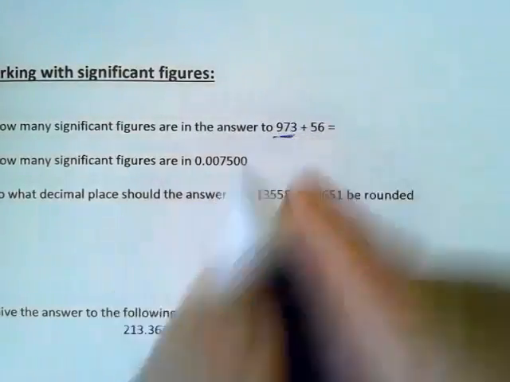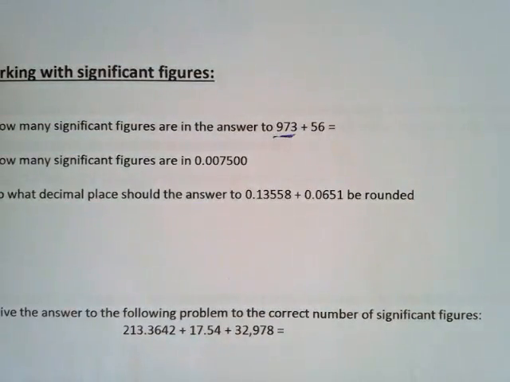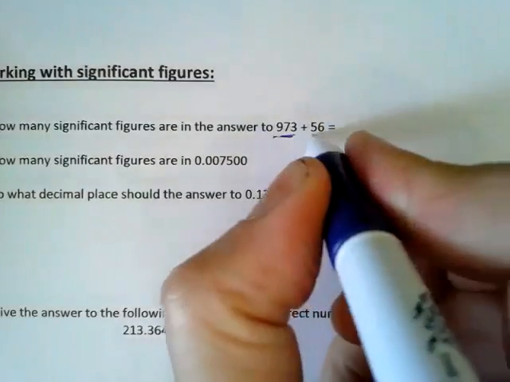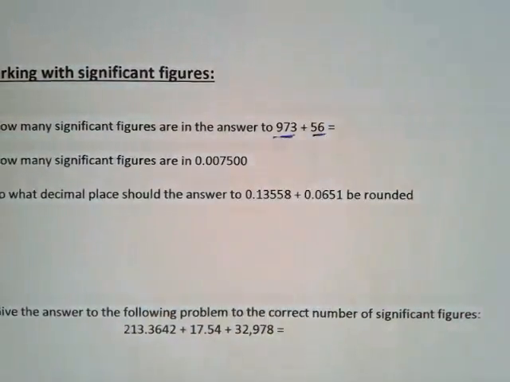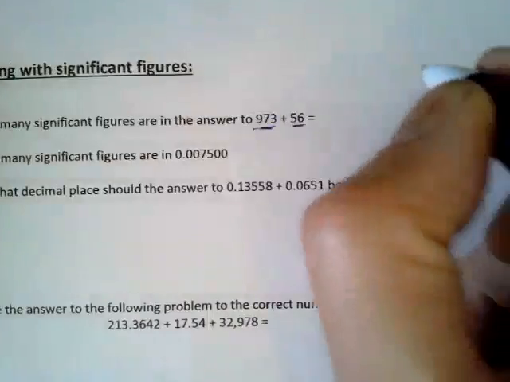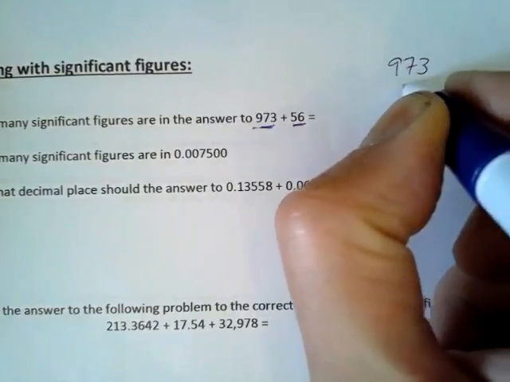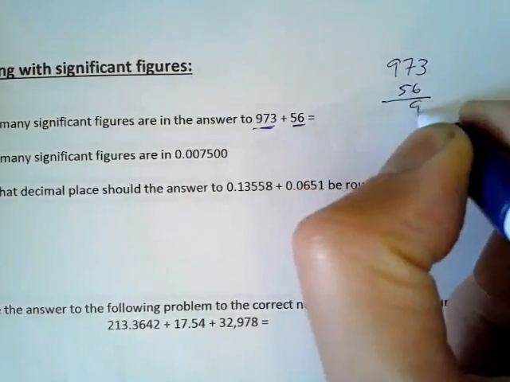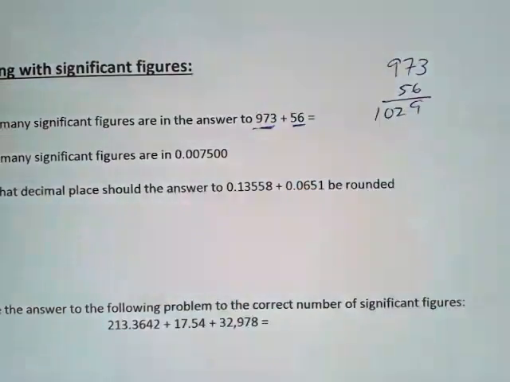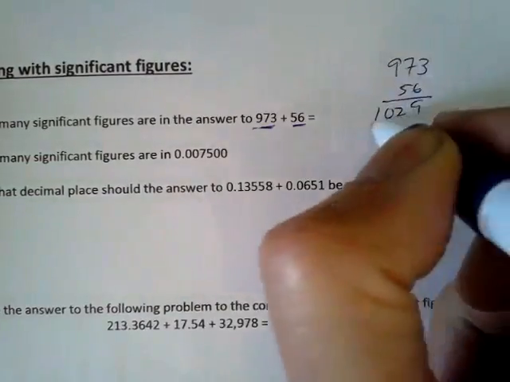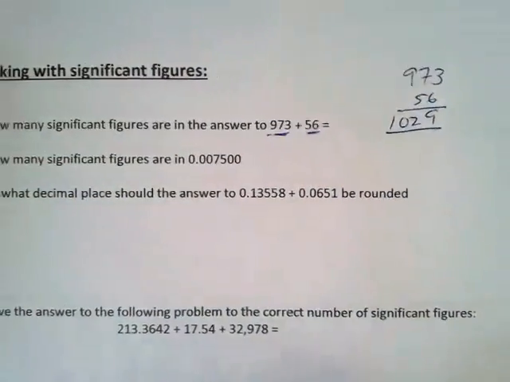Well, the first thing we'll notice is that this number 973 itself has three significant figures. 56 has two significant figures. Now, a lot of students make this mistake of trying to simplify things and saying, oh, I'm just always going to choose the least number of sig figs, so I'm going to say 2. And it doesn't work like that. In fact, 973 plus 56, we'd have 9, 12, 1029, and all four of these numbers are significant in the answer.